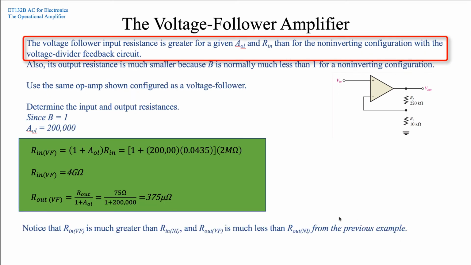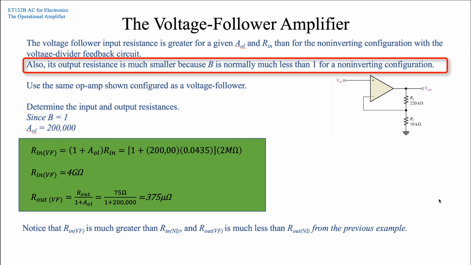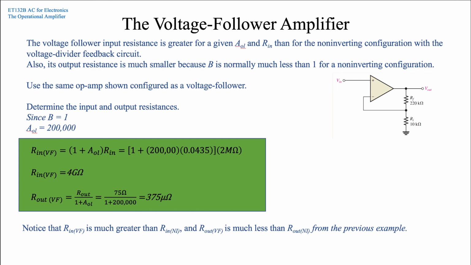In the last example, we're going to reconfigure the amplifier as a voltage follower amplifier. The voltage follower input resistance is greater for a given open loop gain and input resistor than for the non-inverting configuration with the voltage divider feedback circuit. So we can see that here. Also, its output resistance is much smaller than B and is normally much less than 1 for a non-inverting configuration. We're going to use the same op-amp shown and configure it as a voltage follower. Determine the input and output resistances.